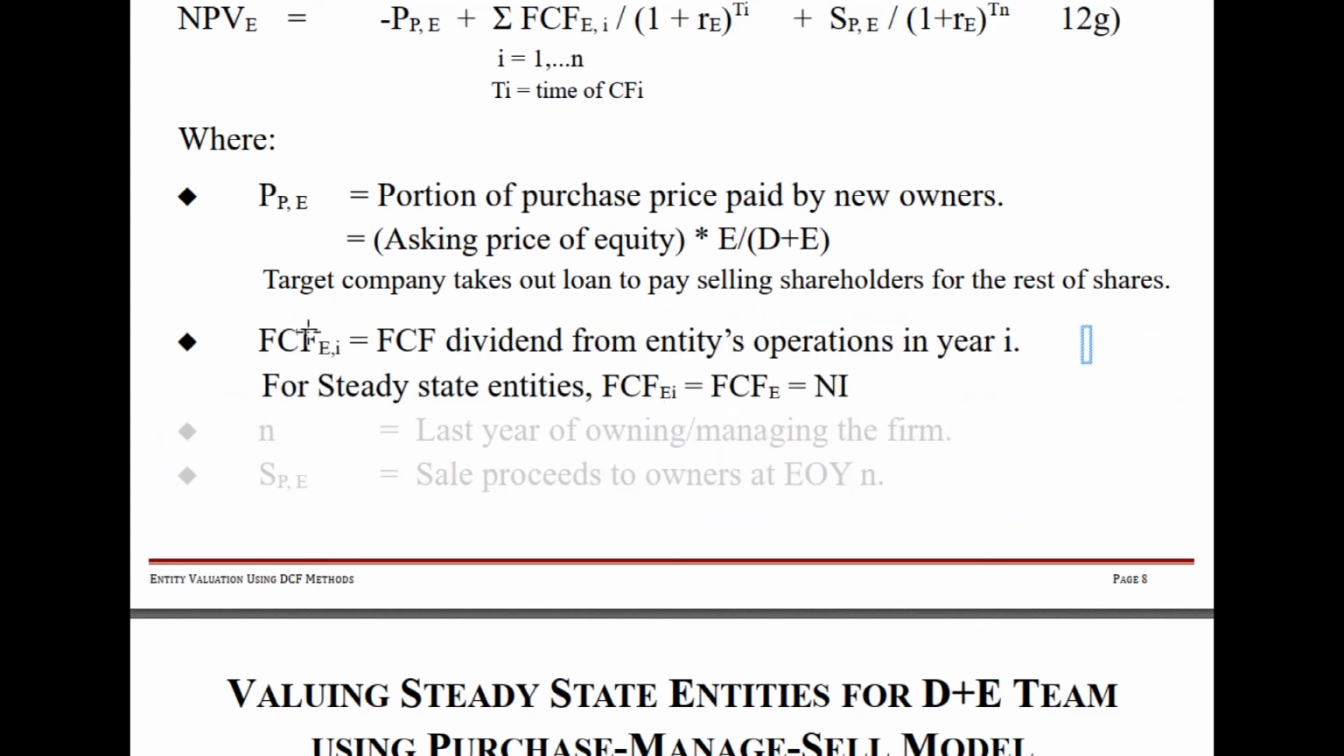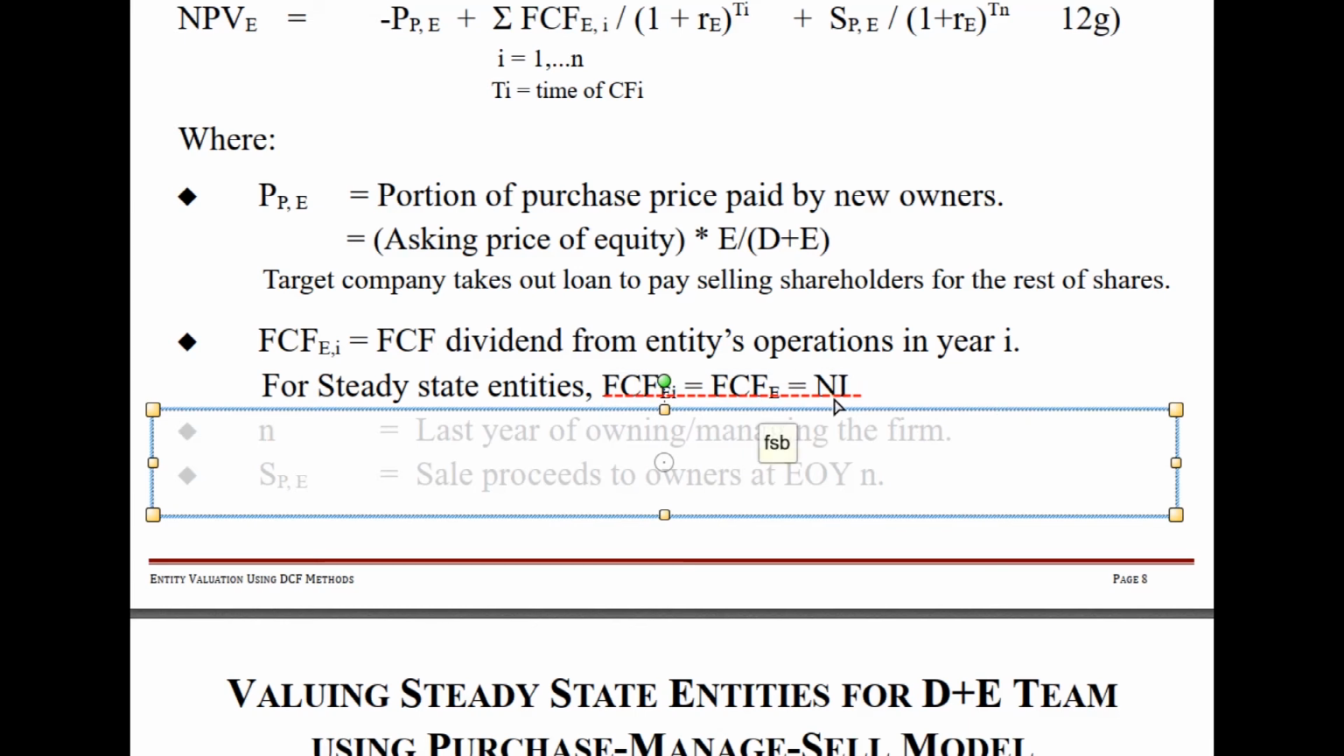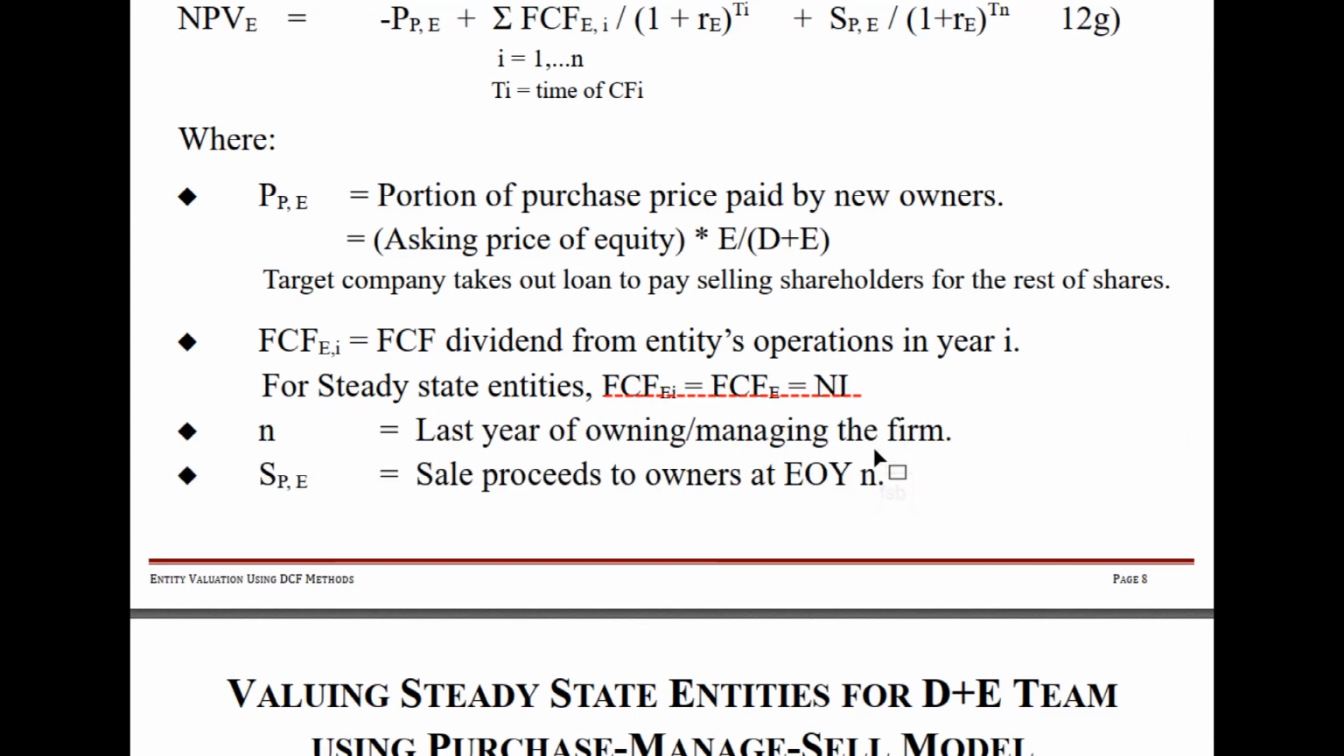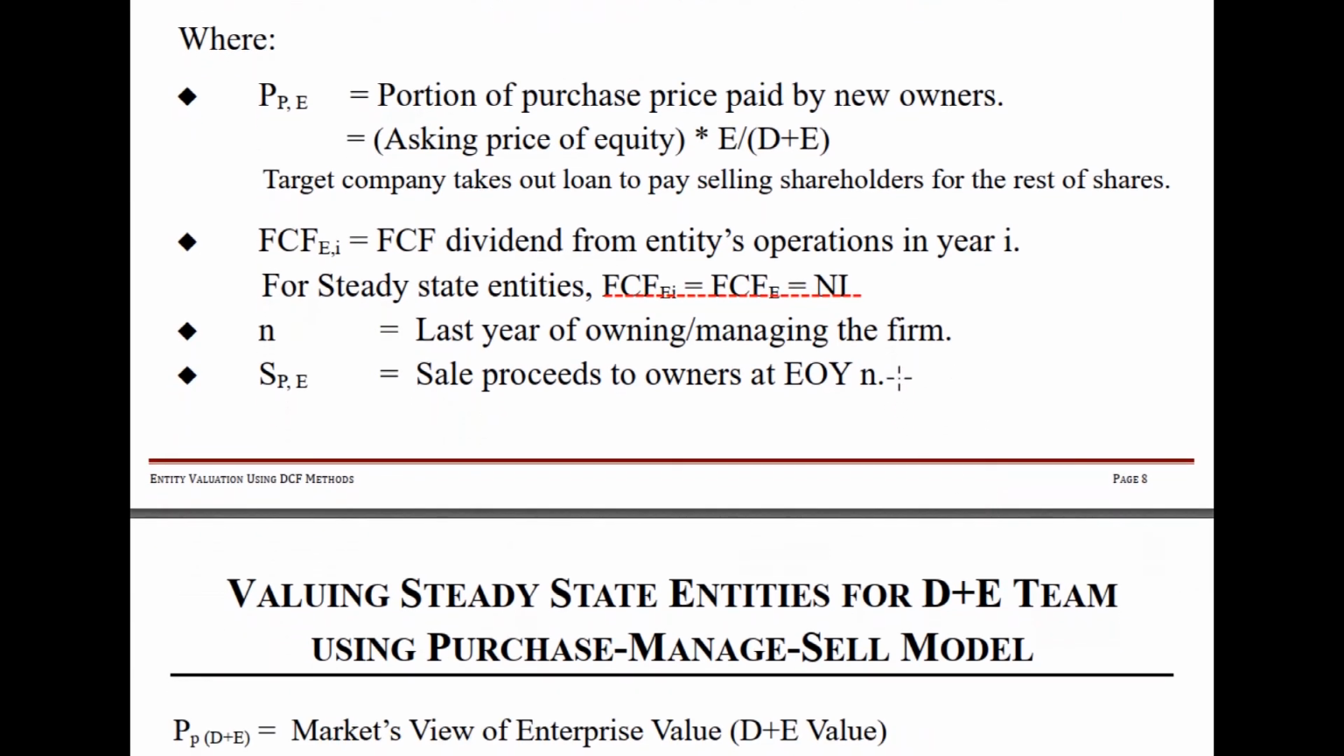Okay, and the free cash flow EI is the free cash flow that comes out in dividends to owners from the entity's operations in that year. And as we know, for our steady state companies, the free cash flow in any given year is constant and it's equal to net income. N is our last year of owning and managing the firm. And again, our SPE is the sale proceeds to owners at the end of YN, after year-end cash flow. Let's even say net income.